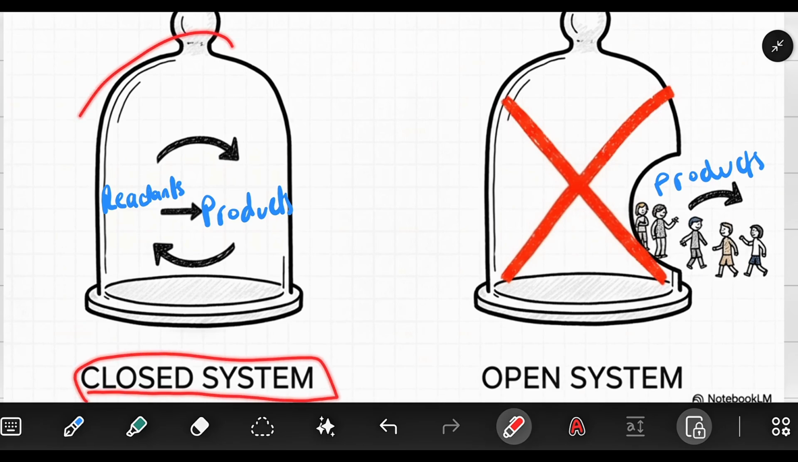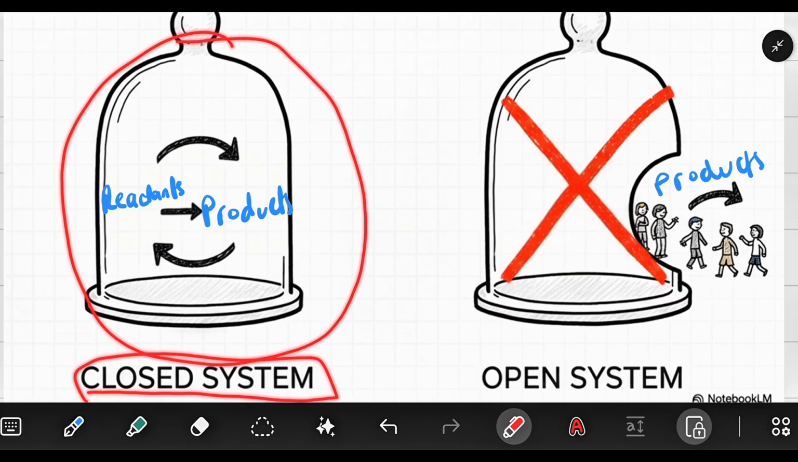The reactants and products are not able to escape this system, meaning that the reactants get transformed into the products and the products then get used up back into the reactants, meaning the reaction is in equilibrium.